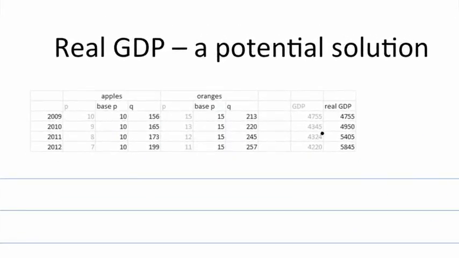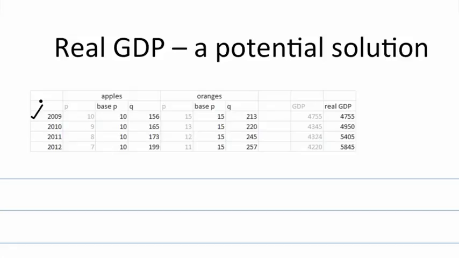There is a solution, however, to this. The solution is to not use nominal GDP, but to use another concept, a concept known as real GDP. The way real GDP works is as follows. We'll take the same apples and oranges example, but I'm going to choose one particular year. It doesn't actually matter which year you choose. I'm just going to choose 2009, and I'm going to declare that to be the base period. And I'm going to declare the prices that existed in that base period to be the base prices.